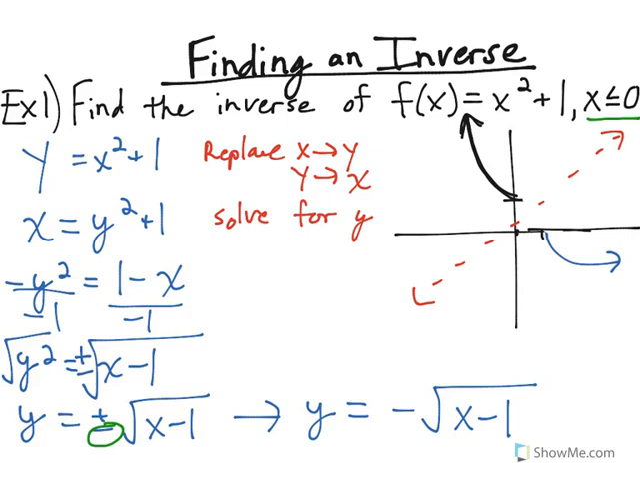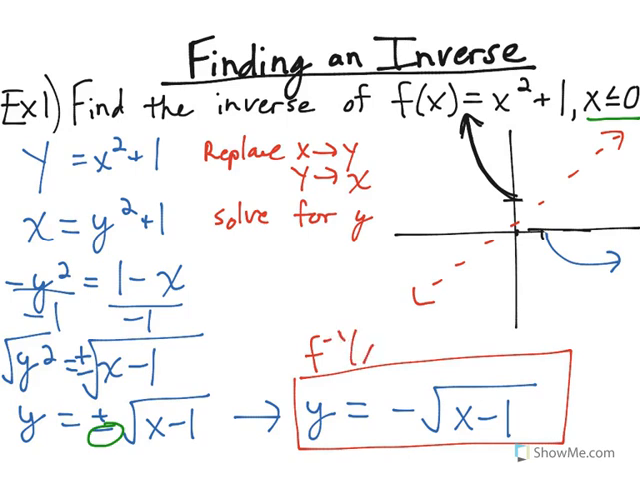So our final answer here, what is our new inverse? Our new inverse is y equals negative square root of x minus 1. You could also write that as the inverse of f of x is negative square root of x minus 1.